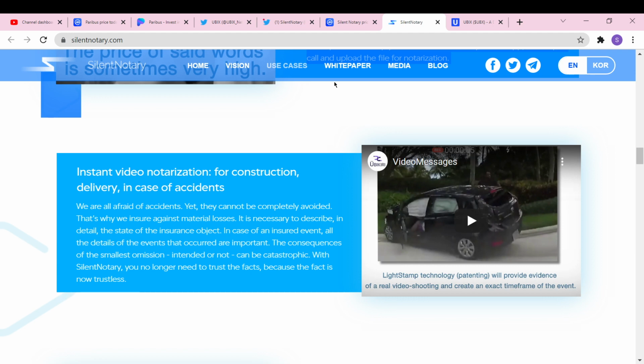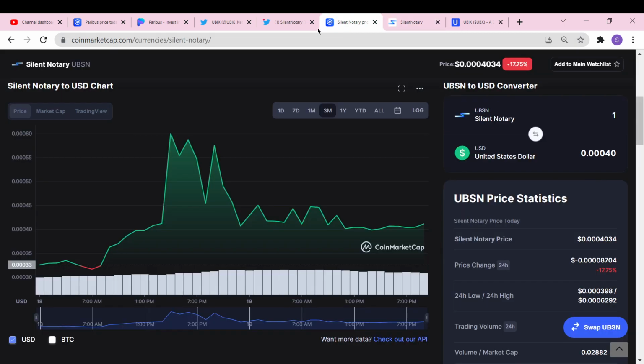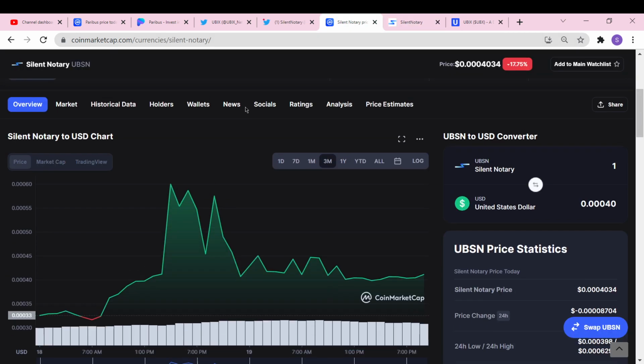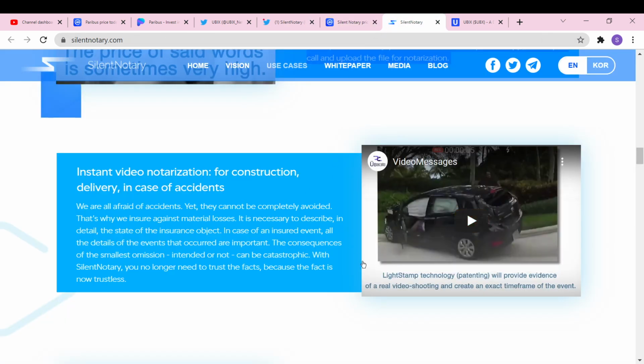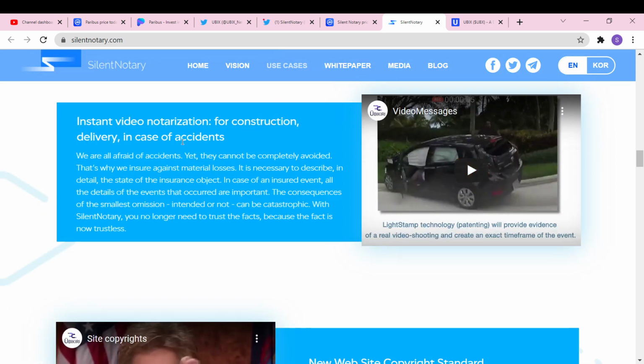What I liked about Silent Notary, or in this instance, the UBSN aspect, sorry, I'm getting mixed up with something else. What I liked about this is this algorithm, even things like this as a case study, for example, instant video notarization for construction delivery in the case of accidents.